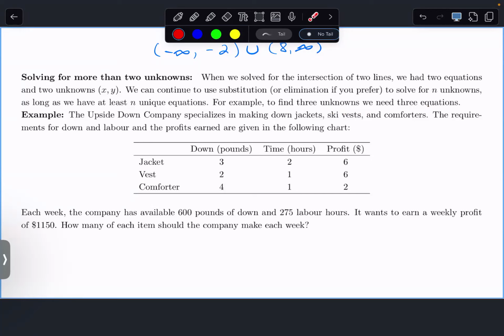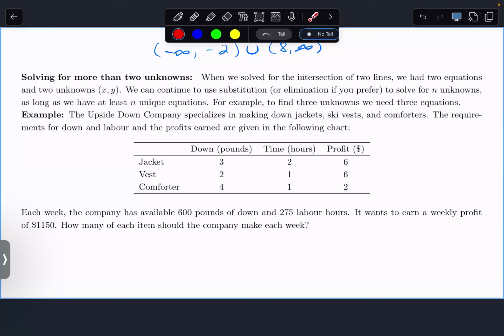Okay. So got this word problem. Uh-oh. I think it's kind of cute. I stole it from a textbook, obviously. The Upside Down Company, because they work with down, specializes in making down jackets, ski vests, and comforters. The requirements for down and labor and the profits earned are given in the following chart. So for each jacket, it requires 3 pounds of down, 2 hours of labor, but you get $6 in profit. Hopefully more than just 6, but 6 units of profit.